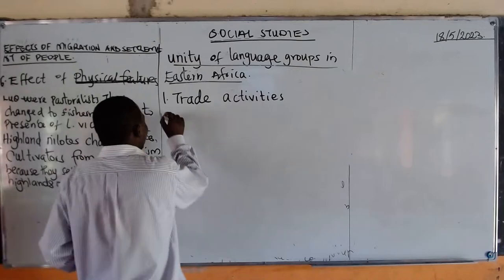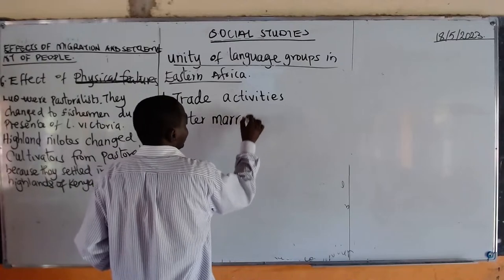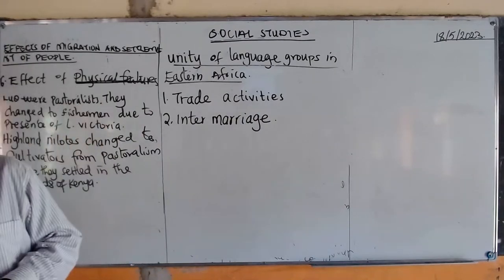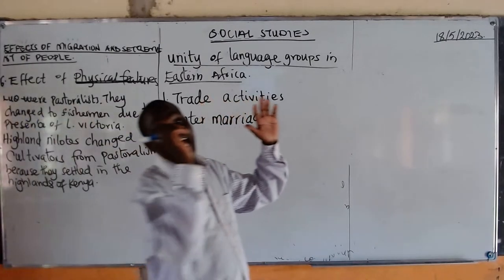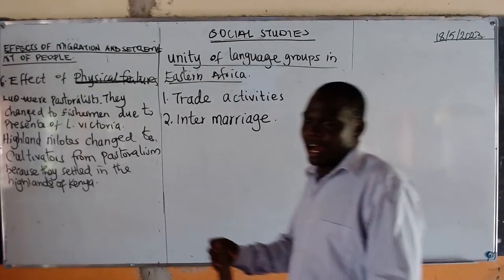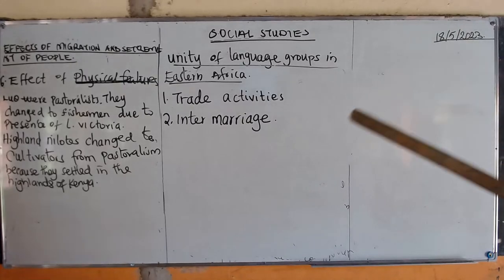Number two, intermarriage. Intermarriage means this community marrying from the other community. Many families nowadays you find mother and father are not of the same language group. You find a Kamba married by a Luo, a Luhya married to a Gikuyu, and a Gikuyu married to a Taita. So what is that?